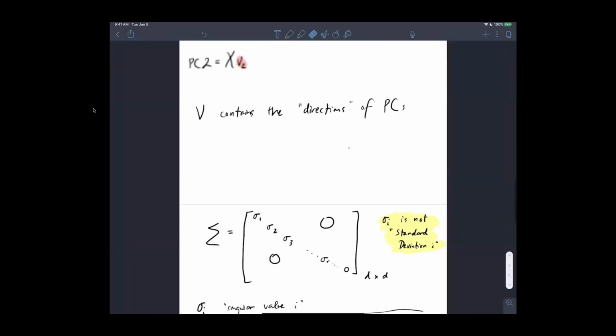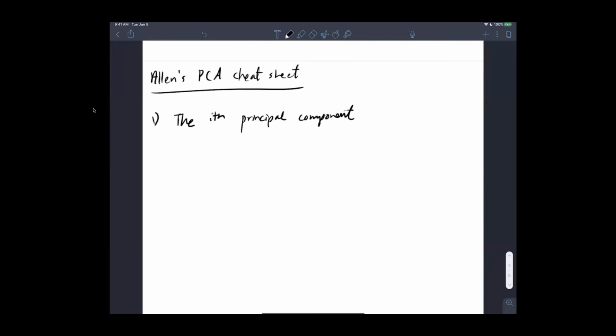Cool. Okay, so with that, I want to move on to this last part, which again, we will call Alan's PCA cheat sheet because I stole it from him. It doesn't contain everything you need to know about PCA, disclaimer. This is not comprehensive, but it should help regardless. So the first thing is, how do we compute the ith principal component? Everything I'm about to write is equal to the ith principal component.